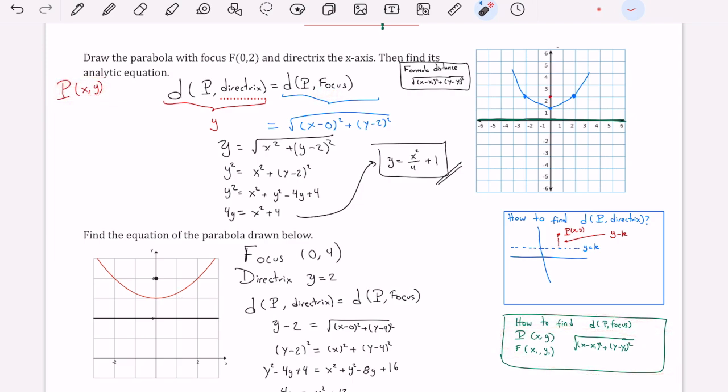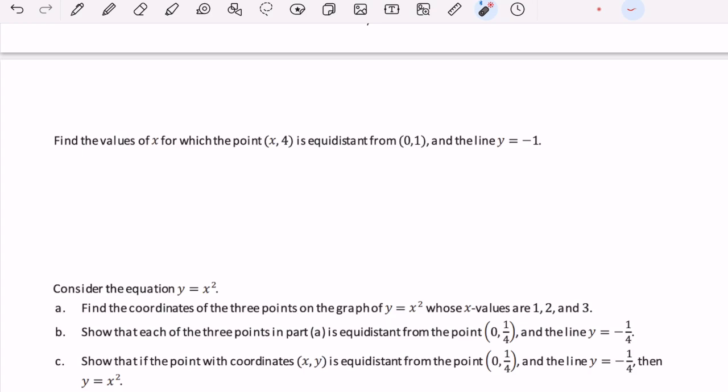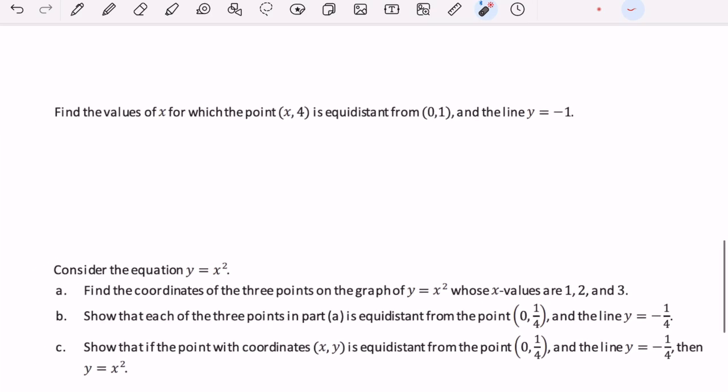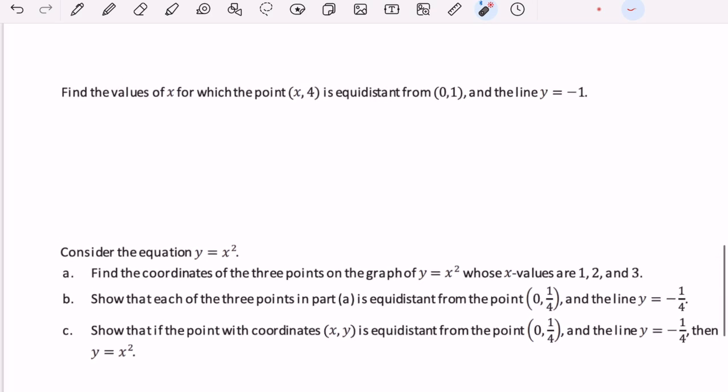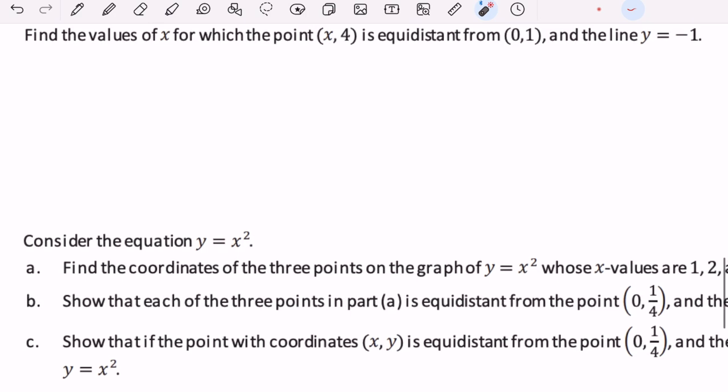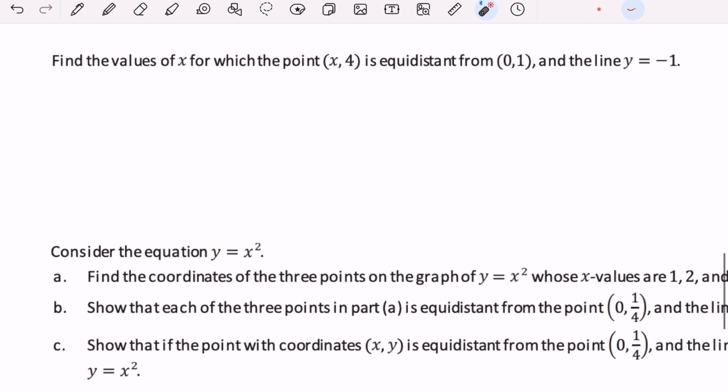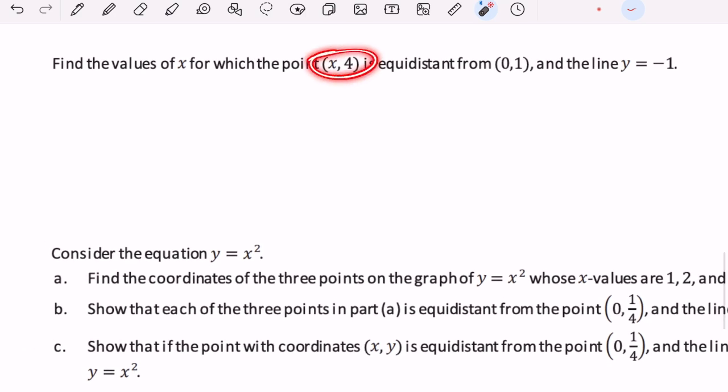Okay, now we're going to go for harder problems. I hope that they fit in this small amount of space. So I am giving you a point, the point (x, 4), and I want this point to be equidistant from another point and another line.